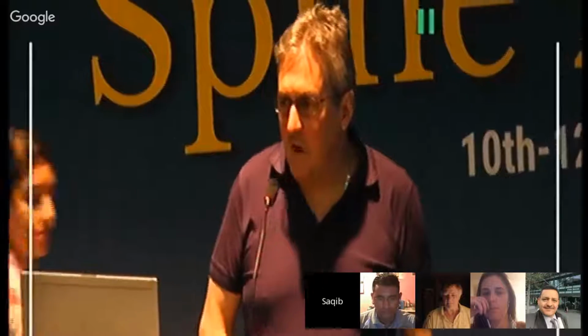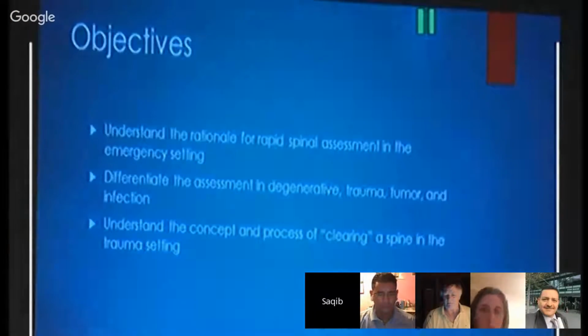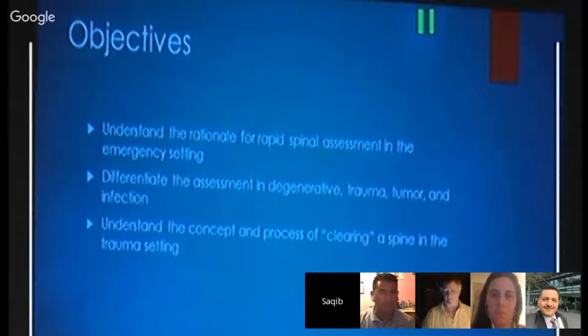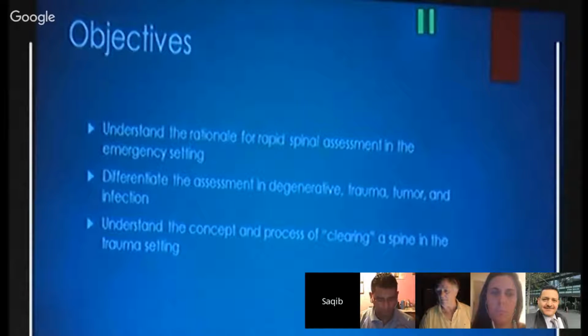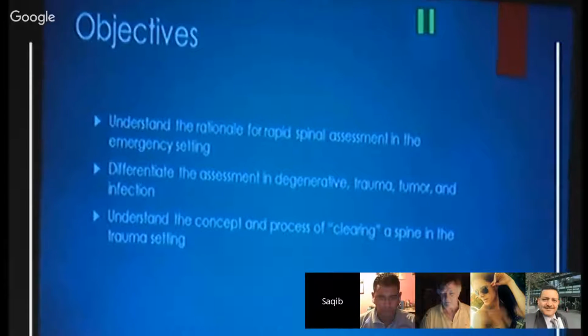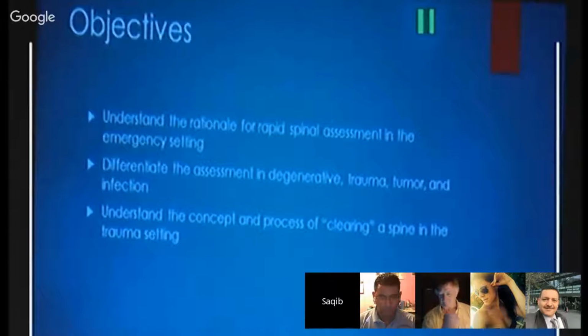So my objectives are to understand the rationale for rapid spinal assessment in the emergency setting, differentiate the assessment in degenerative, trauma, tumor, and infection, and obviously I'm going to focus mainly on trauma because that's the mainstay of this. And we're going to understand the concept and process of, quote, clearing a spine in the trauma setting, because that is something that's probably, particularly at your stage, the biggest thing that you spend a lot of time worrying about. So talk a little bit about that as well.